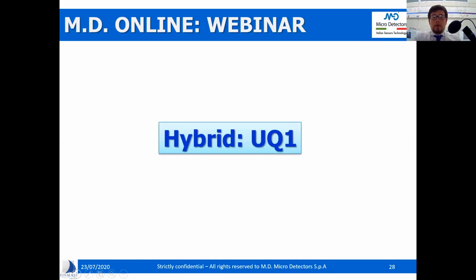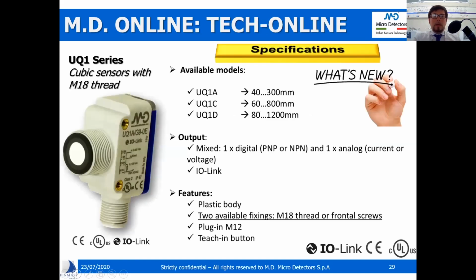Let's move now on the hybrid sensor, the UQ1, and I remember we just faced this topic during our first webinar. And as we said during that webinar, this is a hybrid sensor because it's a perfect fusion between a cubic ultrasonic sensor and a cylindric one, a cylindric M18 thread one.